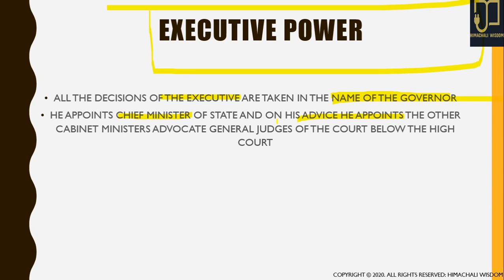If the governor would like to appoint cabinet ministers, advocate generals, and judges of the court, not the judges of the high court, since judges of the high court are appointed by the president only, or wants to implement some law in the state, then he needs advice from the chief minister and his council of ministers. Just like we discussed at the union level, where the president needs advice from the prime minister and the council of ministers, the same thing works here accordingly.